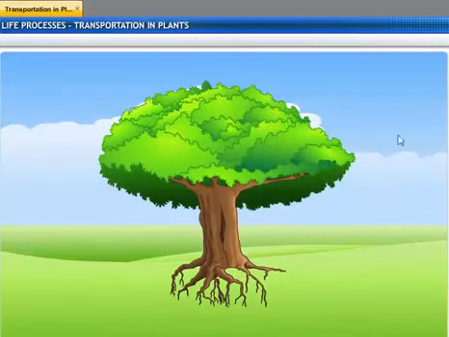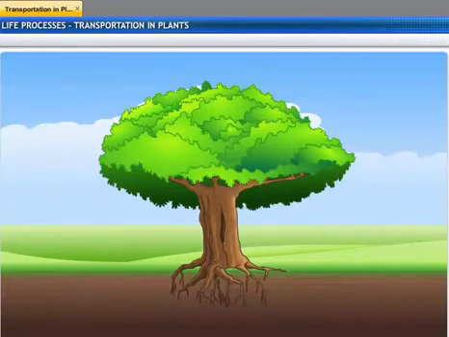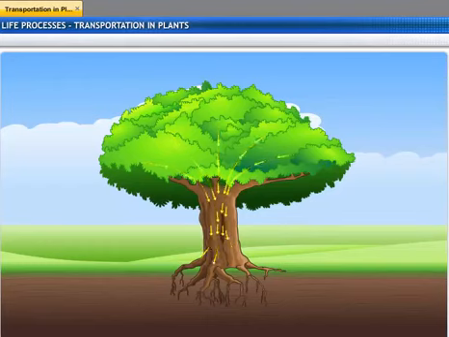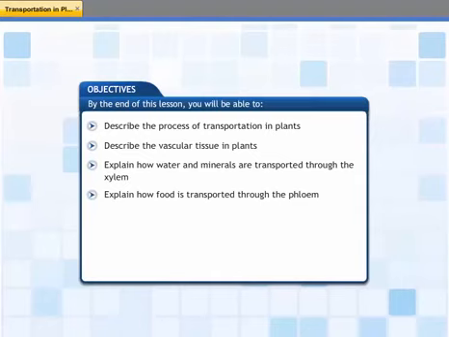Same way, plants also have specific tissues which act as lifelines. These tissues transport nutrients to different parts of the plant. This lesson is about the transportation of water and nutrients to different parts of the plant body. By the end of this lesson, you will be able to describe the process of transportation in plants.